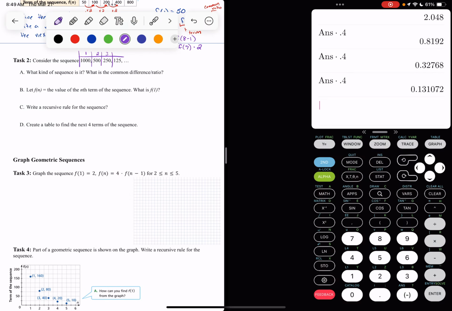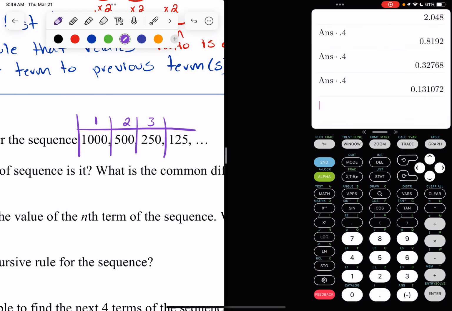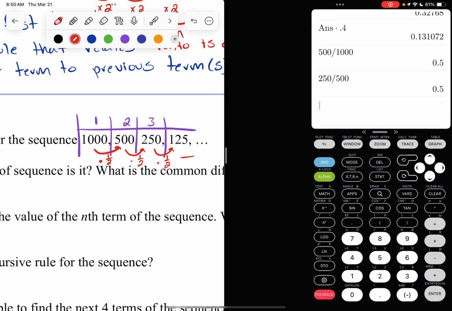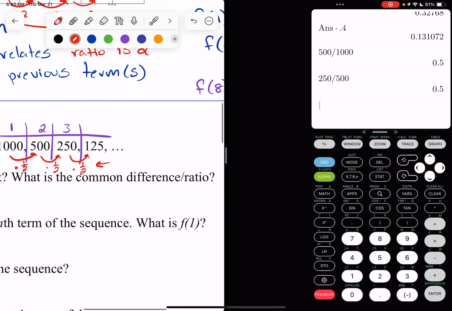It looks like it's not going down by the same amount each time, because from here to here, that goes down by 500. Here to here, it only goes down by 250. So to find that common ratio, I need to take a term and divide it by its previous, which is 0.5. What about 250 divided by 500? Also 0.5. So this is multiplying. To get from this term to this term, I'm multiplying by 0.5, or 1/2, each time. So we have found that common ratio.